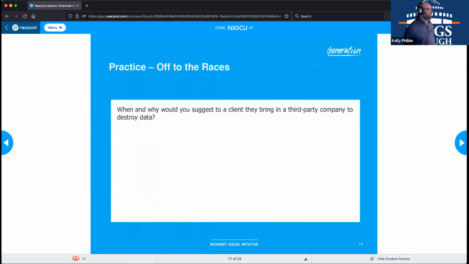So when and why would you suggest a client bring in a third-party company to destroy the data, rather than do it themselves? When and why would you do this? Yuki.